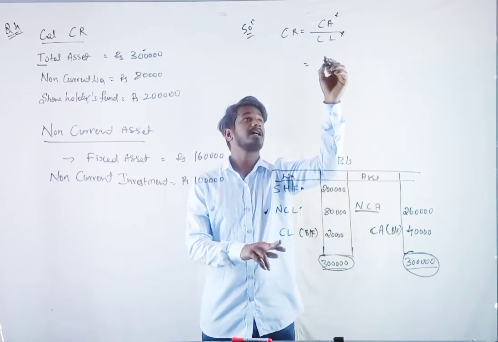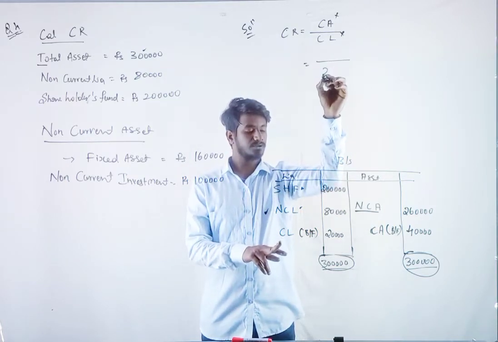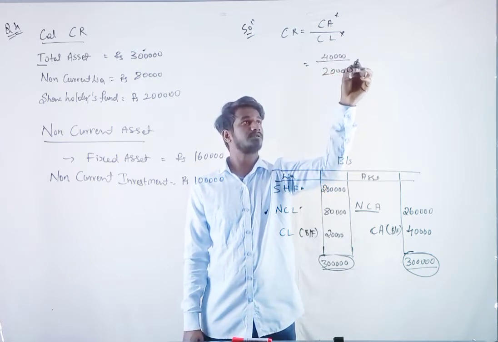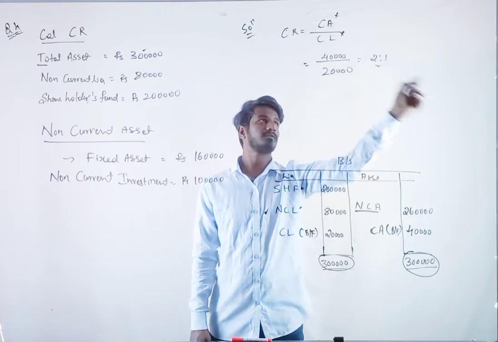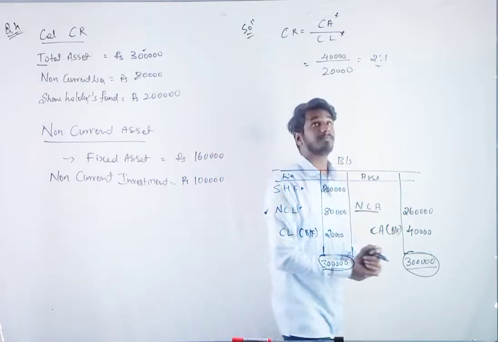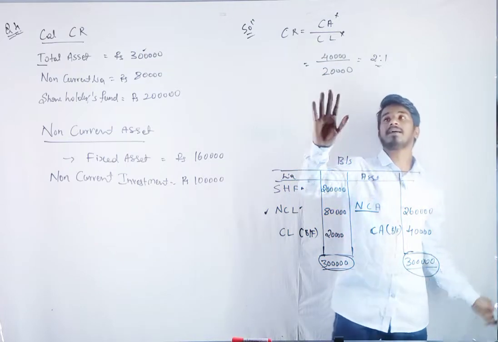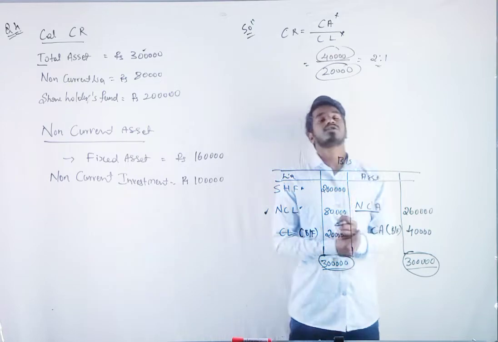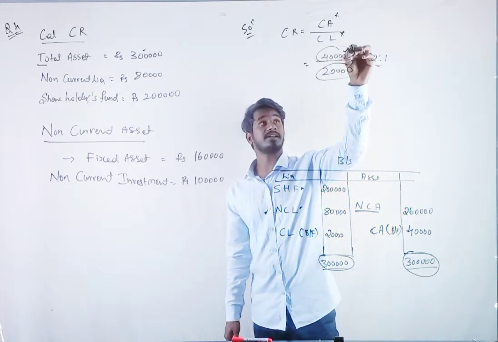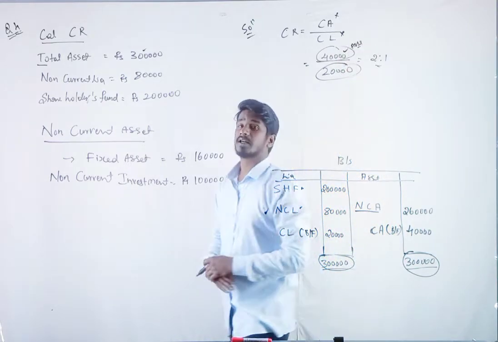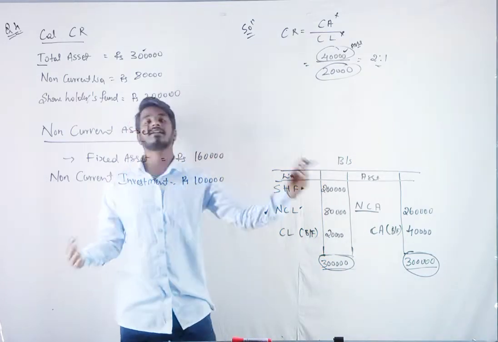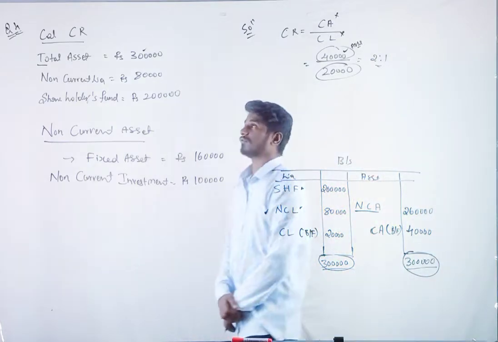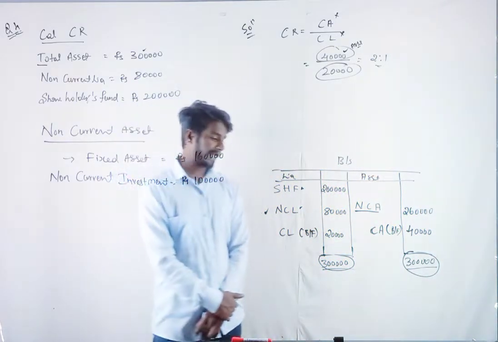So, what is current liability? It is 20,000. Current asset is 40,000. It comes out 2:1. Right? If you have current liability of 20,000, I have 40,000 asset, so that I can sell these assets and repay the liability. That's all for the question. Shall we move on to the next topic?